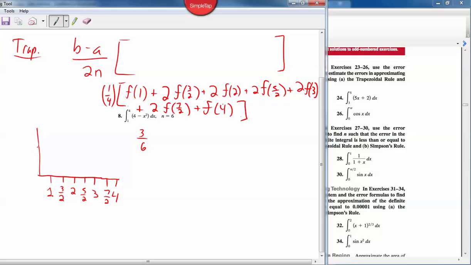Some students forget, what is f? Well, it's this, that's your function right there. So f of x is 4 minus x squared. Okay. So now I have to do all these calculations. So this is 1/4 times, alright, f of 1. So if I plug a 1 in there, I have 4 minus 1. That's 3.